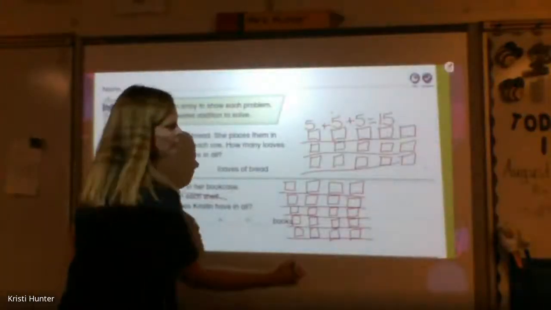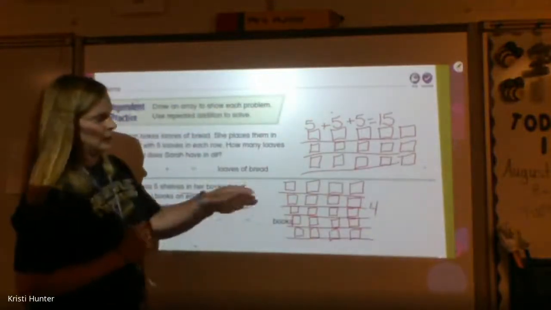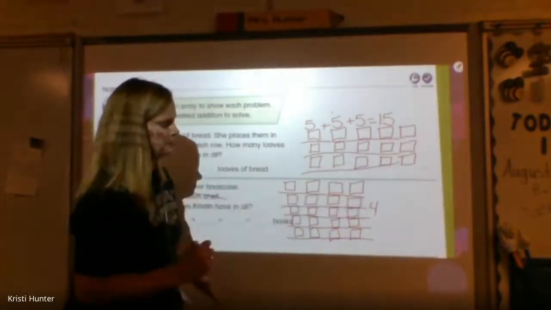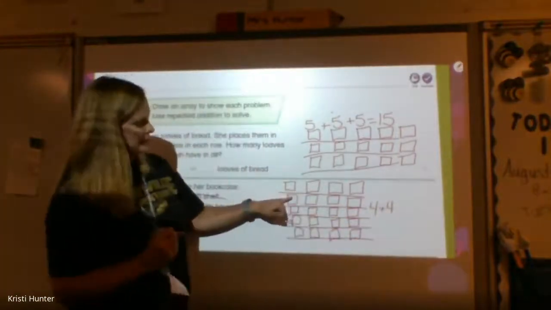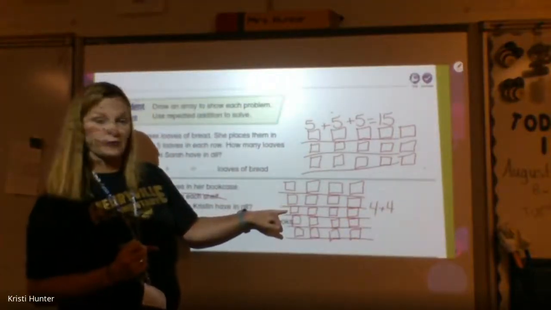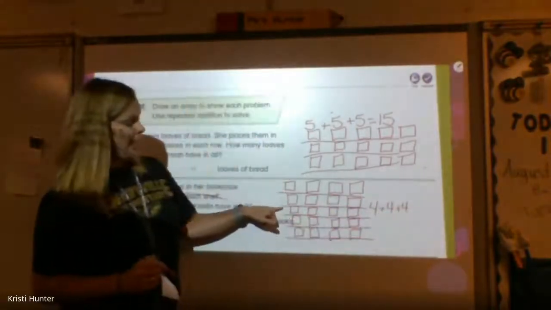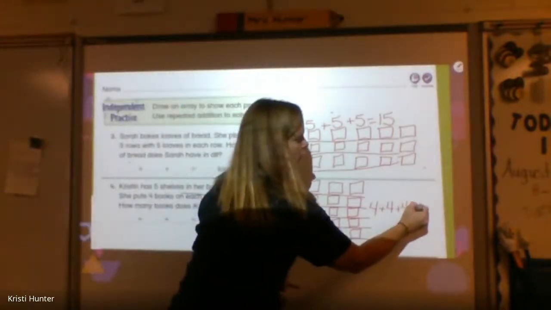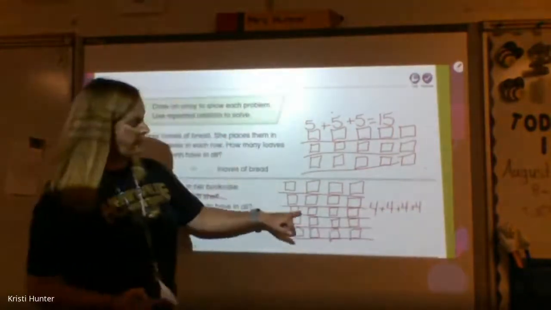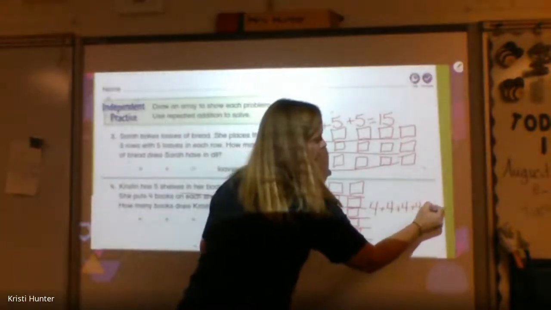There we go. I'll write it over here. So my equation's going to say 4. Now my second row, my equation's going to say 4 again. Now I keep going down my rows. I've got a third row, so it's going to say plus 4 again. I've got a fourth row, so we're going to have a plus 4 again. And then I'm going to have a fifth row, so I'm going to say plus 4 again.